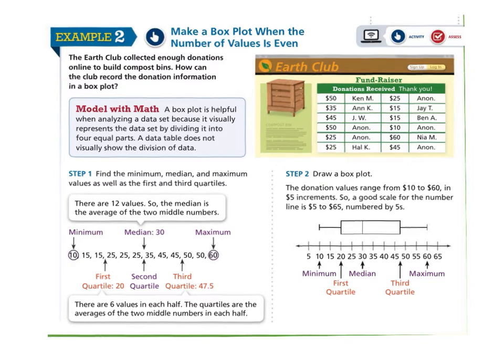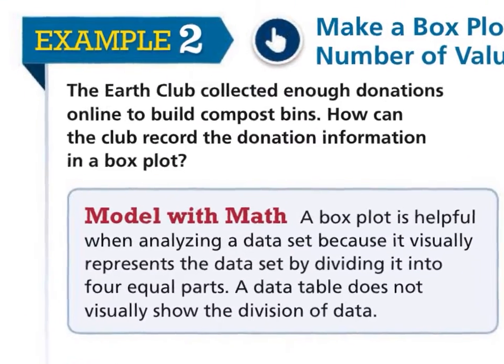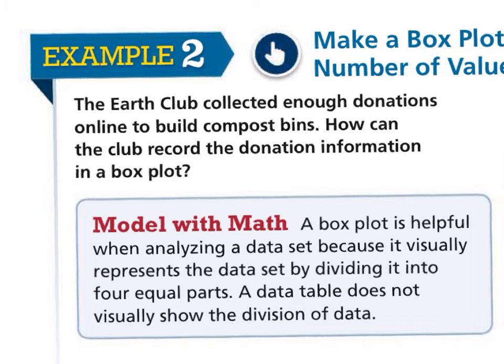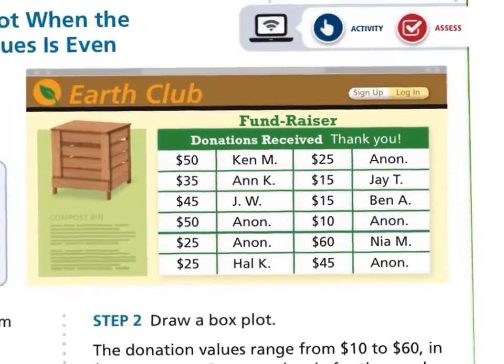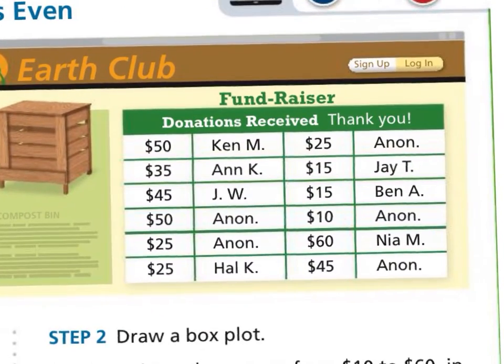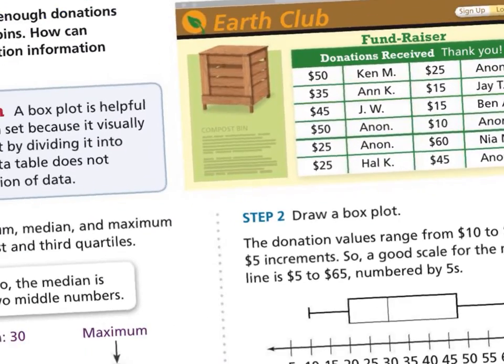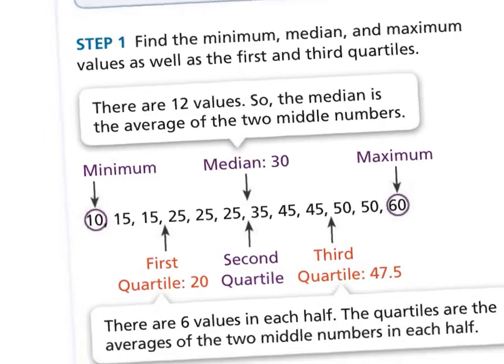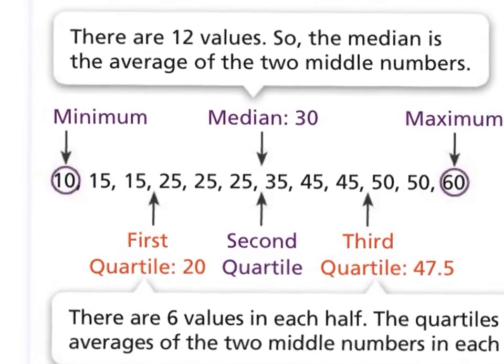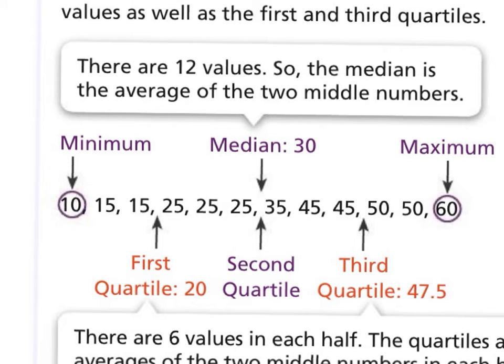So example 2, the Earth Club collected enough donations online to build compost bins. How can the club record the donation information in a box plot? So here are the donations that they got. So what they did, again, first of all, they put those in order. And it may be easier to tell from the table than once we write them out.